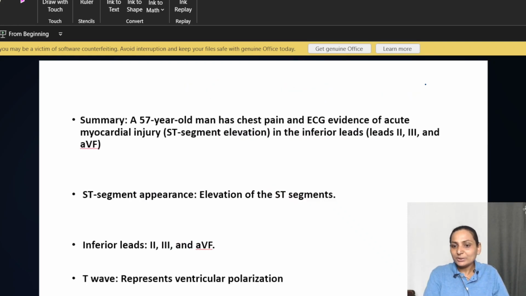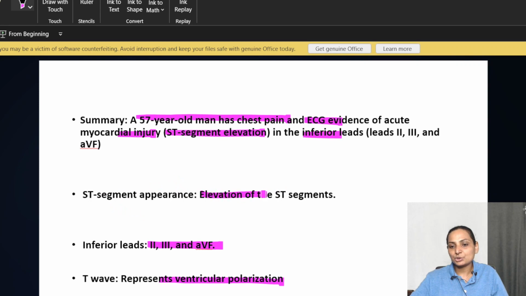I've given you the answers because today the basic concept is to teach you the ECG leads, right? So for example, this is a case of chest pain, ECG evidence of myocardial injury, which is showing ST segment elevation in the inferior leads. Which are the inferior leads? They are lead 2, 3 and aVF. The T wave, we know, represents ventricular repolarization, and the ST segment appearance here will be elevation of the ST segment, right? So this is a kind of question and answer form which you are going to attend, or you're going to give when it is asked in this manner.